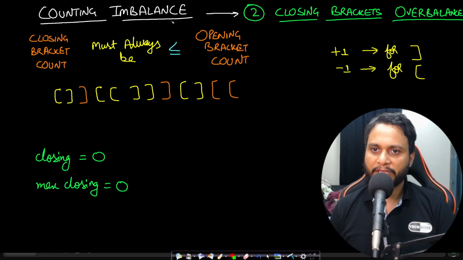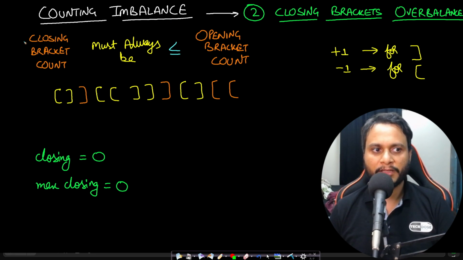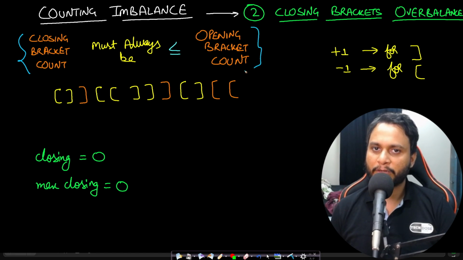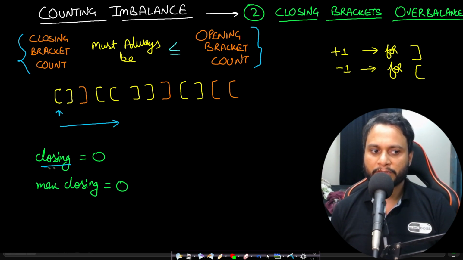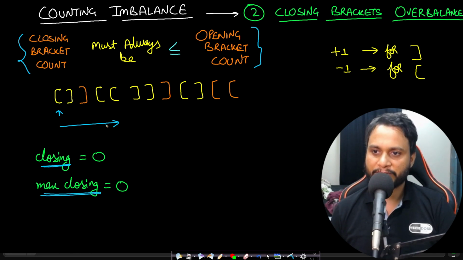In this approach of counting imbalance, we will be using the logic that the closing bracket count must always be less than or equal to the opening bracket count, and that should always be true. If you have seen more closing brackets than opening brackets, it means there is an imbalance, right? So again we will start iterating from left to right, and I will maintain a counter called closing counter and the maximum closing bracket imbalance that we have seen. Whenever I see a closing bracket, I will do +1, and if I see an opening bracket, then I will do -1.